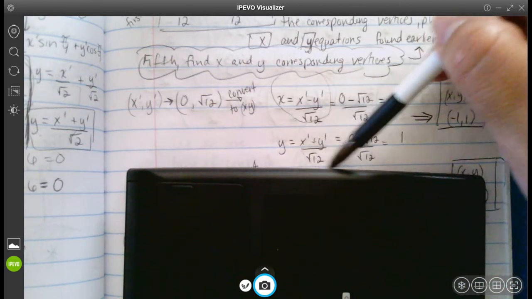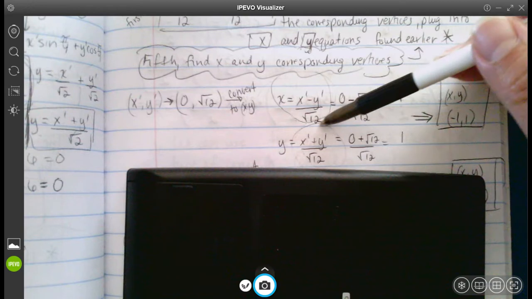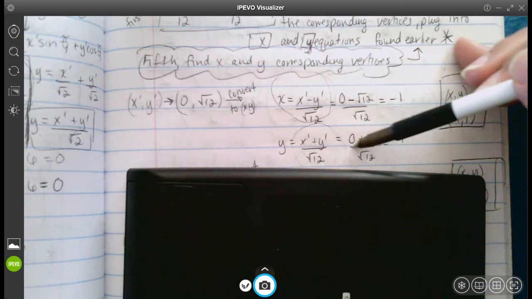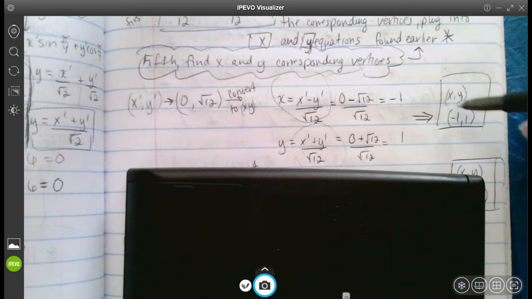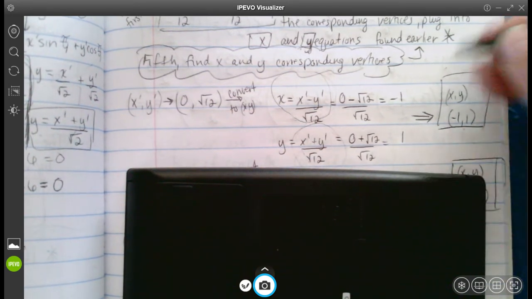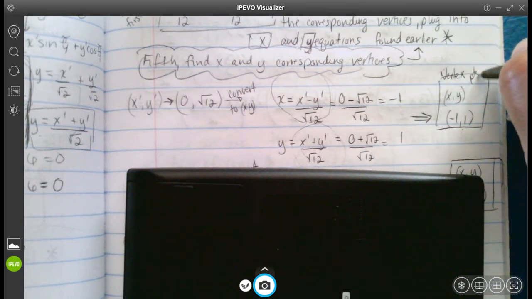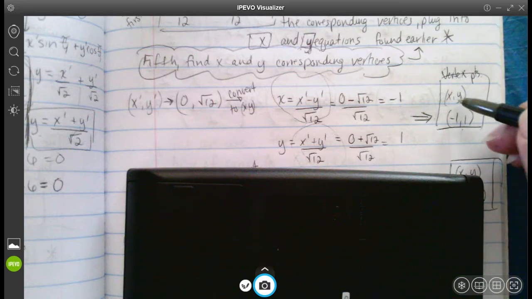So again, this is the equation for that one, which we found earlier. We end up doing 0 plus the square root of 12, and that just gives us 1. That's where we get this point here, negative 1 comma 1, and that's one vertex point. This is one of the vertex points. I should have put that here, okay, for our xy plane.